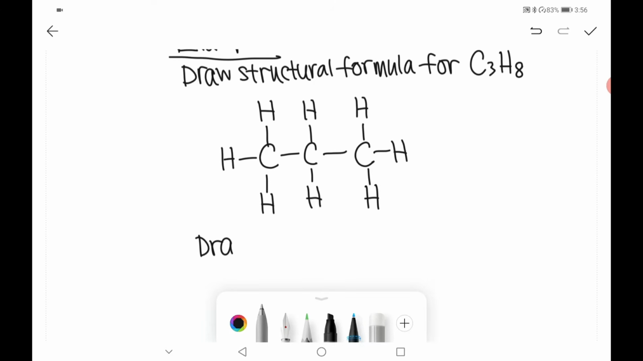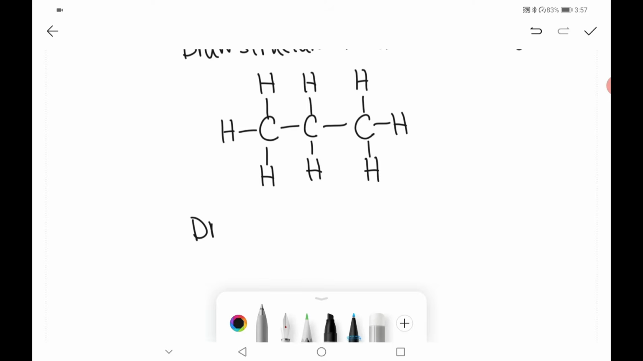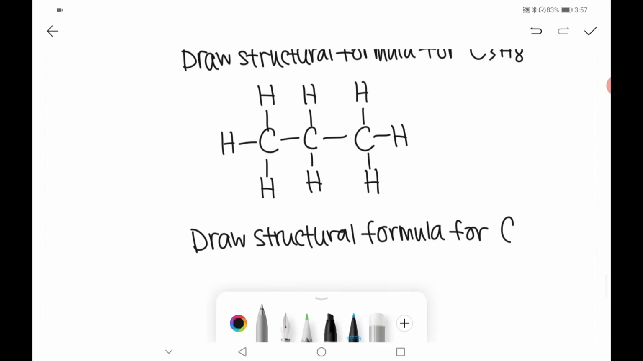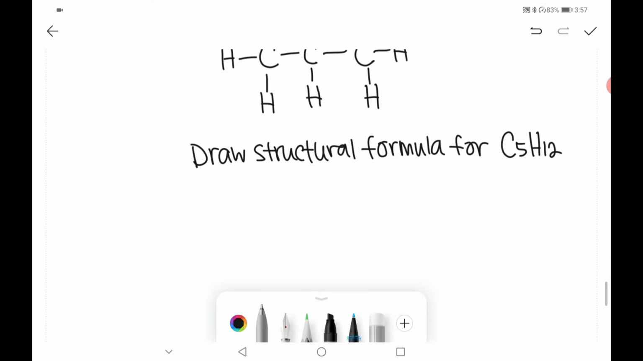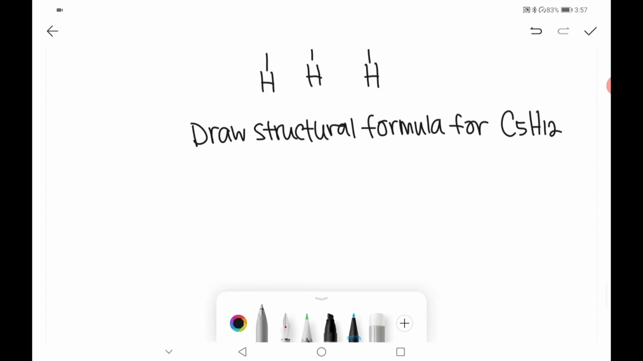So let's say now we try to draw another one together. What if I want to draw the structural formula for a compound? Let's say the compound here is C5H12. So you can pause the video and try to draw on your own first, then you can cross check with the answer.